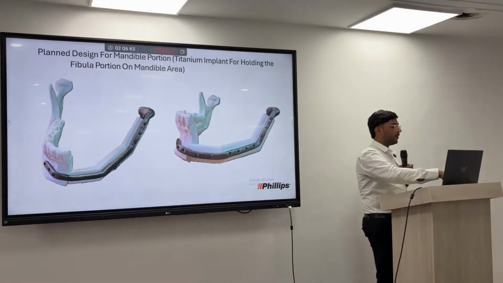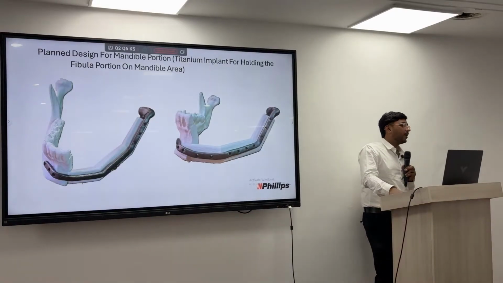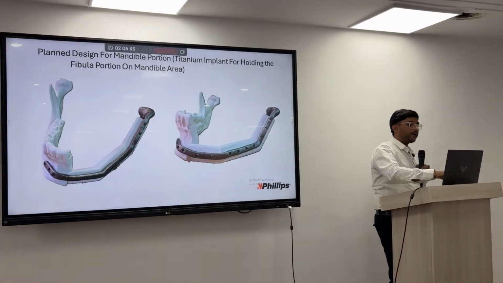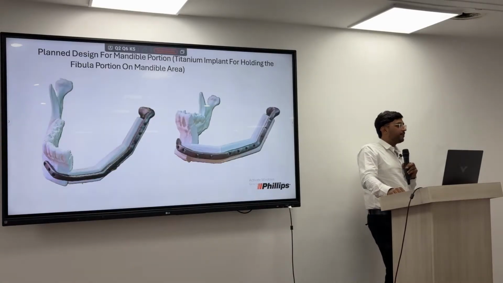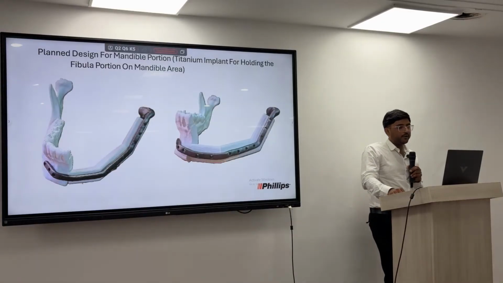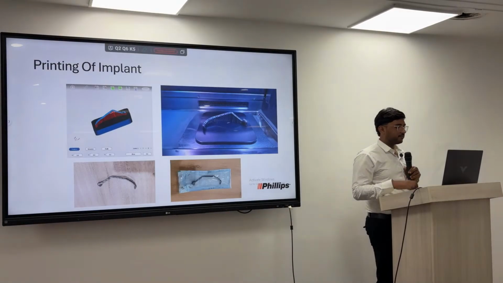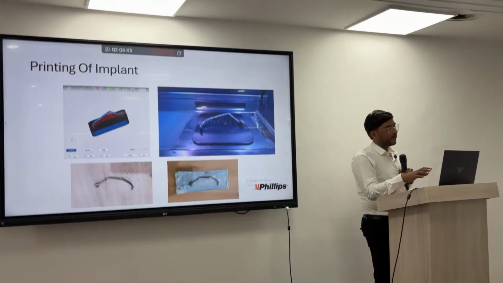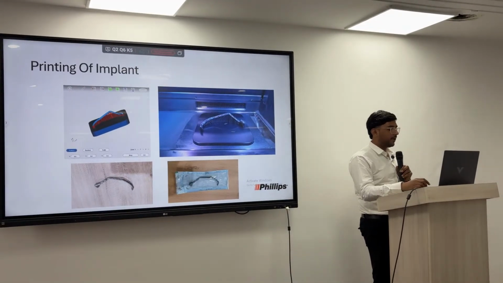So after that we printed. We used FDM printing to check whether the implant to be printed is good or not, and the design validation was also done during that time. After that, the printing will be done in our machines. That is the titanium material.